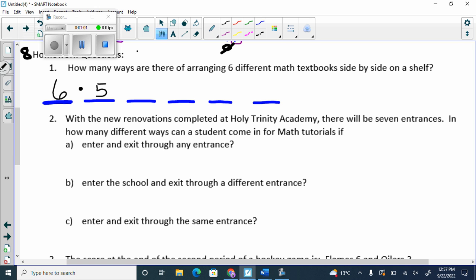Now I'm going to take textbook number 6 and I'm going to make it go in that spot. Okay, how many options do I have left for the third blank? 4, because I have 4 options sitting over here. Textbook 1, 2, 4, and 5, correct? And I'm going to pretend to hold 4 in the third spot. So how many textbooks do I have left for the next blank? 3. They're sitting there, 1, 2, and 5.